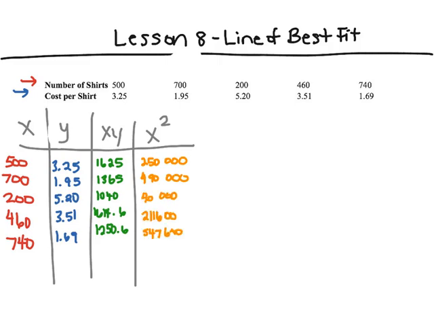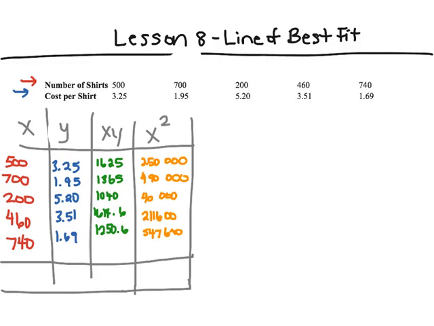So you should get 40,000, 211,600, and 547,600. Your last step for filling in this chart is to find the sum of each column. That gives us the numbers that we need to use for the formulas. So for the first column, we take 500 plus 700 plus 200 plus 460 plus 740, and we get 2,600. So this represents the sum of x.